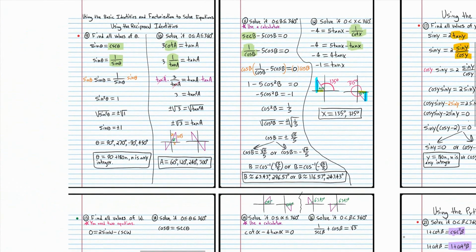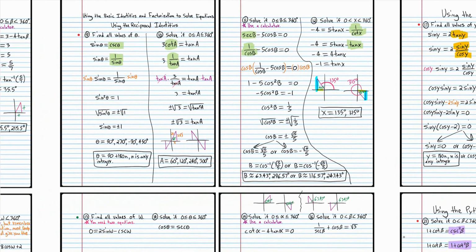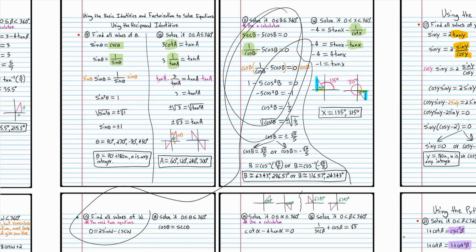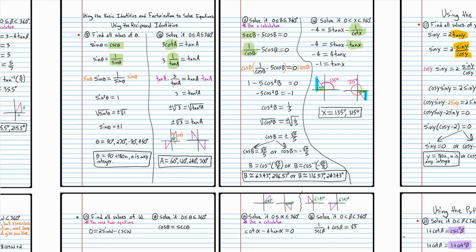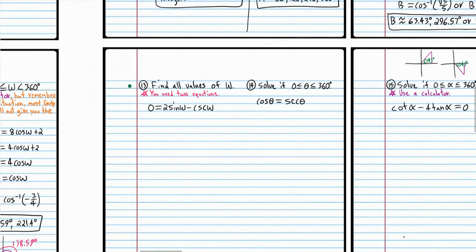I want you to try number 13 now. You can use number 11 to help you. You want to convert cosecant omega to 1 over sine omega, and go ahead and try 13. When you come back, we'll do it together. Okay, we're back.